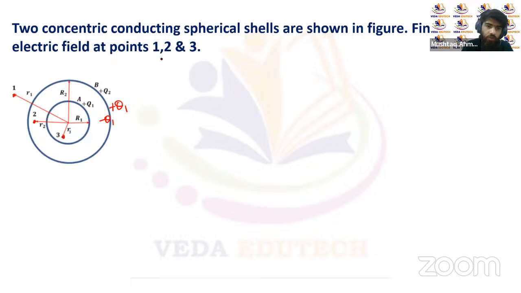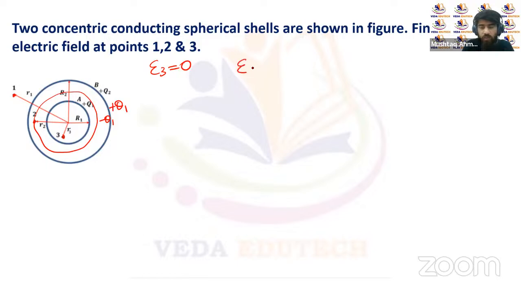Point 2: we know E3 is equal to 0. For point 2, if we draw a Gaussian surface, this is the Gaussian surface. Let's suppose it's at a distance of R2. Then the charge enclosed will be only charge Q1.